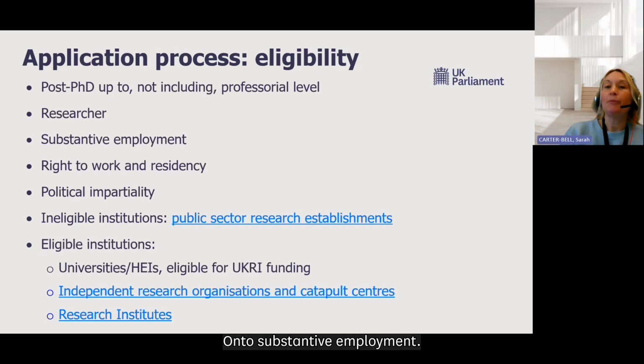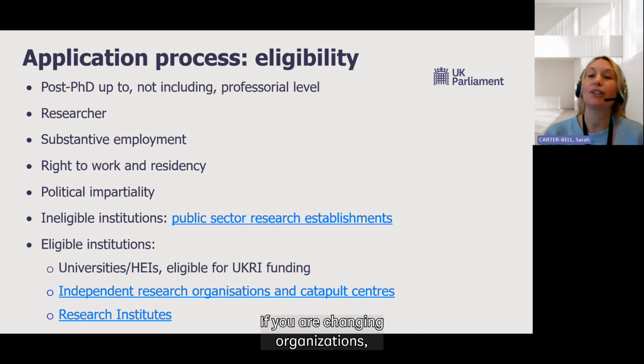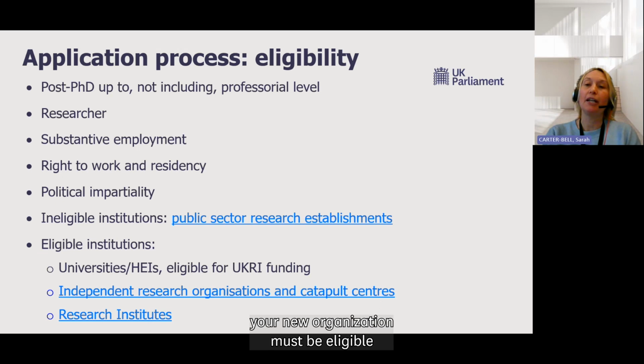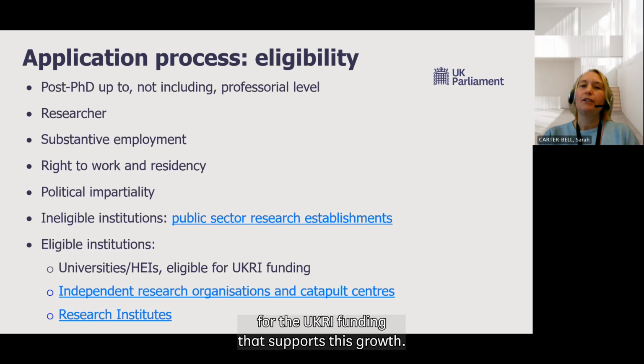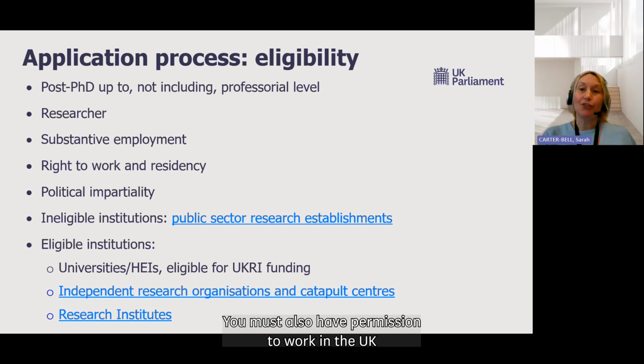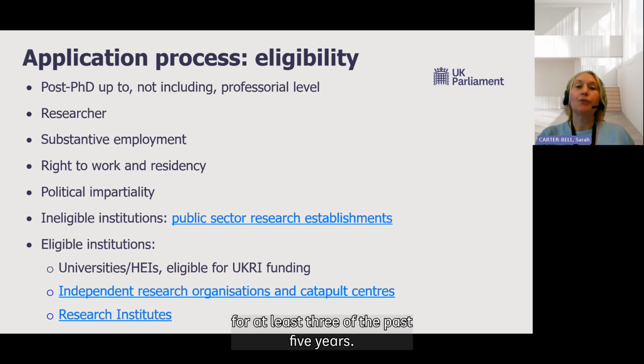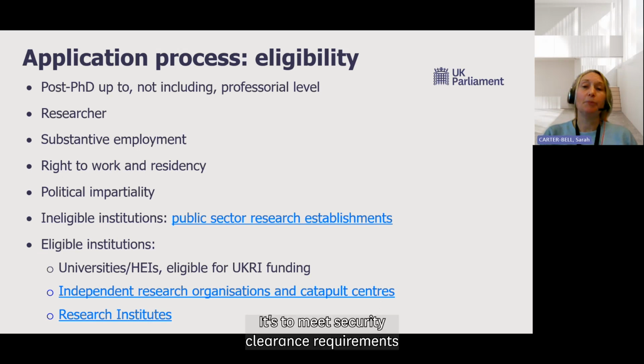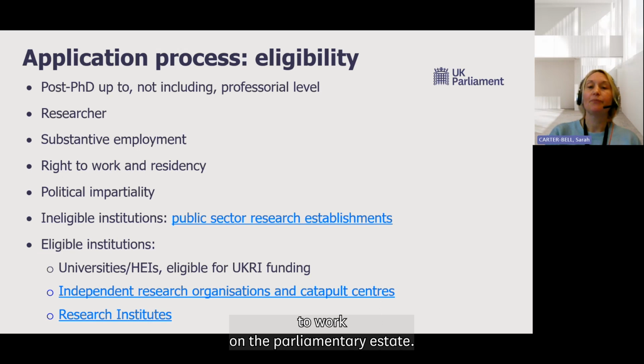Onto substantive employment. So you must be employed at your substantive employer on a contract which continues after the TRL role ends. So you must be employed into September 2026. If you are changing organisations, your new organisation must be eligible for the UKRI funding that supports this role. You must also have permission to work in the UK, and you must have lived in the UK for at least 3 of the past 5 years. This is essential. It's to meet security clearance requirements to work on the parliamentary estate.